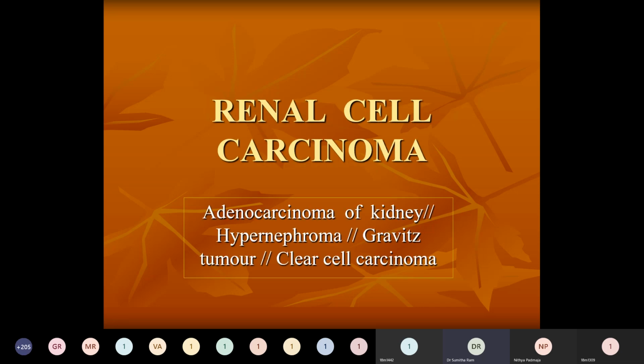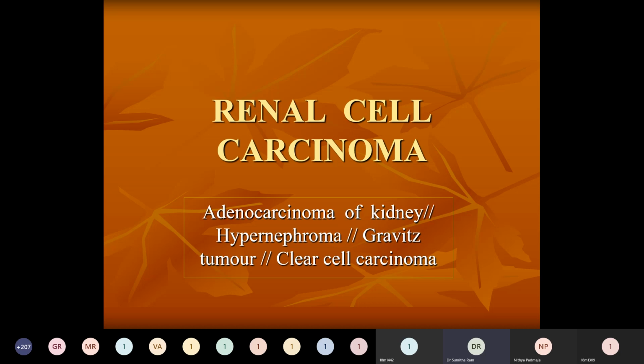Now we'll come to the tumor proper, which is the renal cell carcinoma, which is very, very important. There are different names by which this renal cell carcinoma is addressed. It is called adenocarcinoma of the kidney because of the arrangement of the cells in the pattern of tubules, an adenoid pattern.